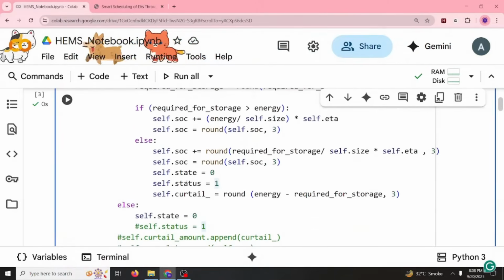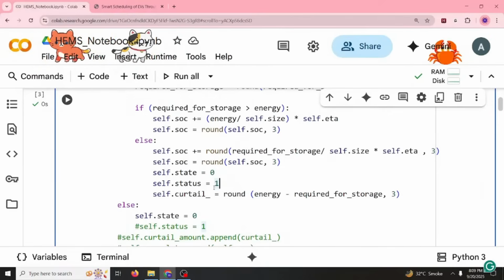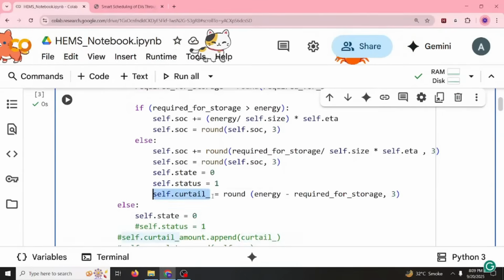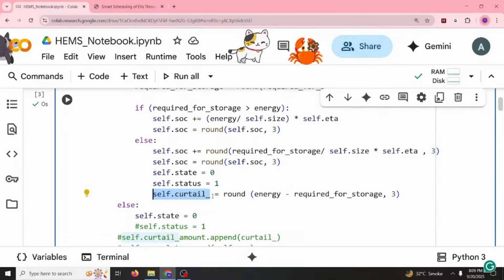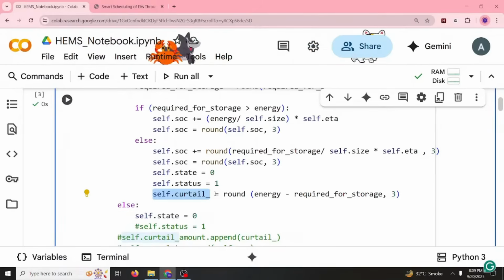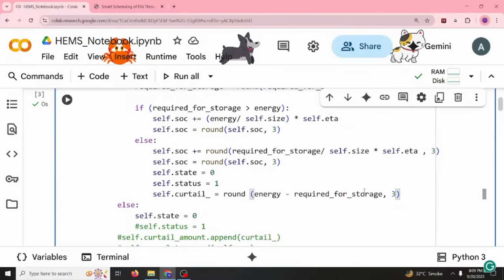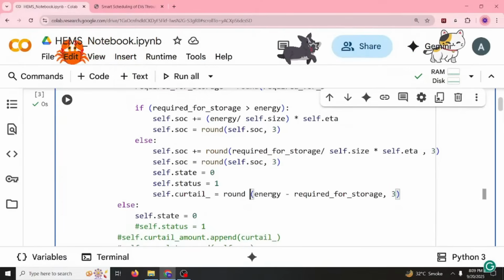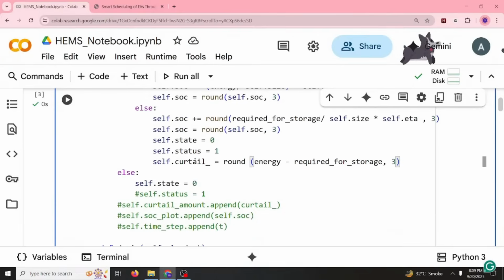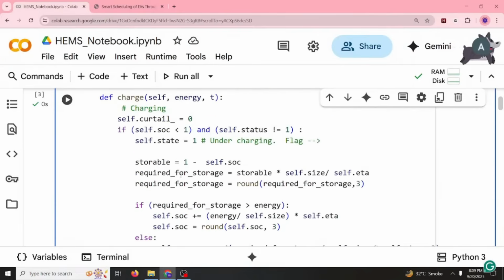Let's check. Yeah, it is still under charging. We will change the state later in the next step, because in this step it is still under charging. So we keep this status 1, and then we see that this much amount has been curtailed. Either this is wasted or it can be returned to the agent for further utilization of the energy. This will keep our energy balance in such a state.